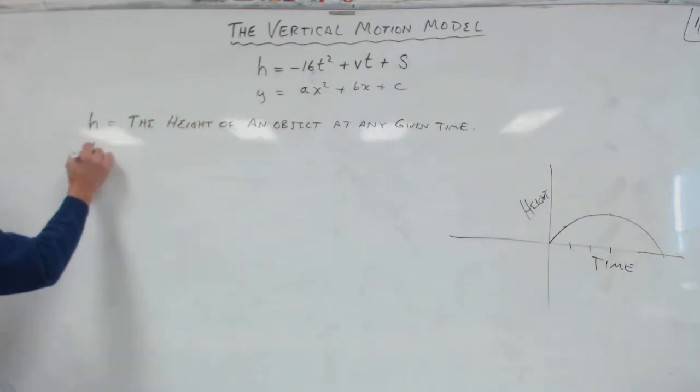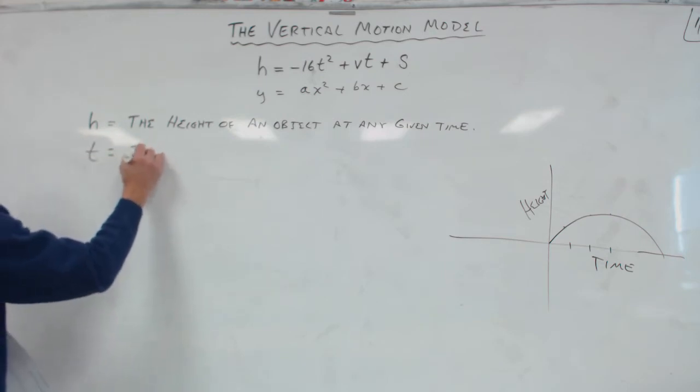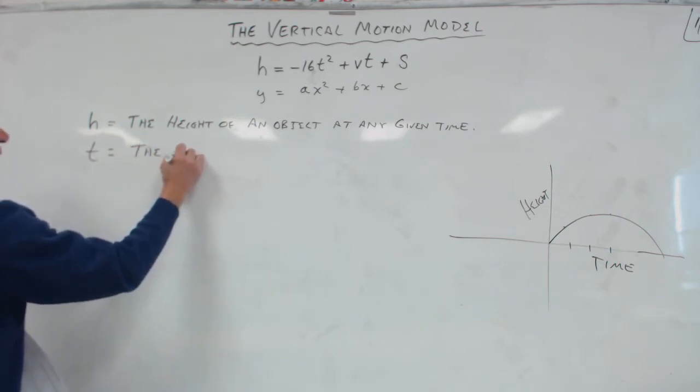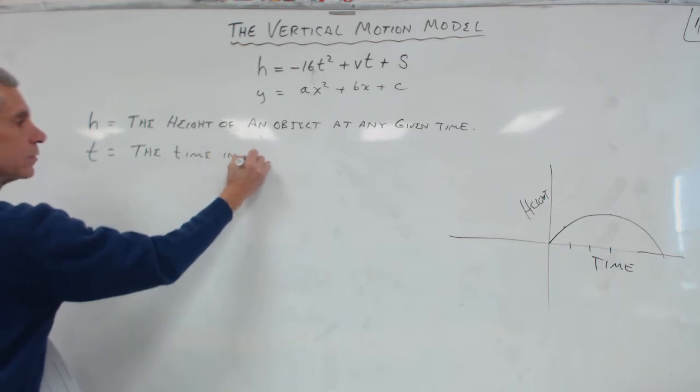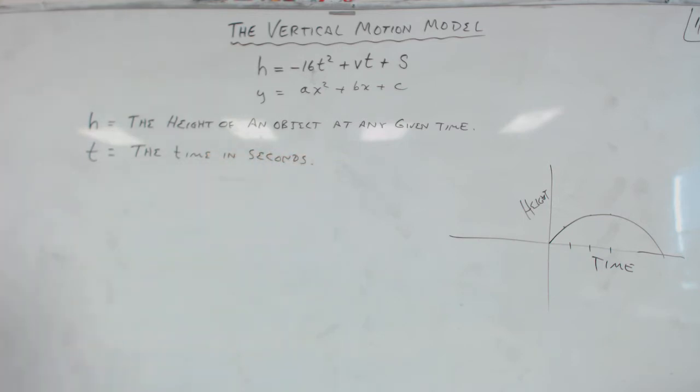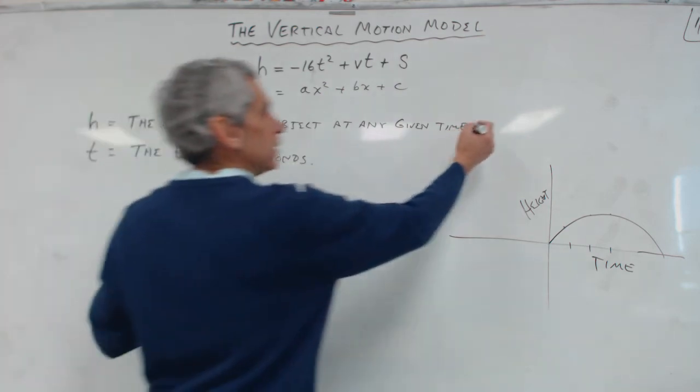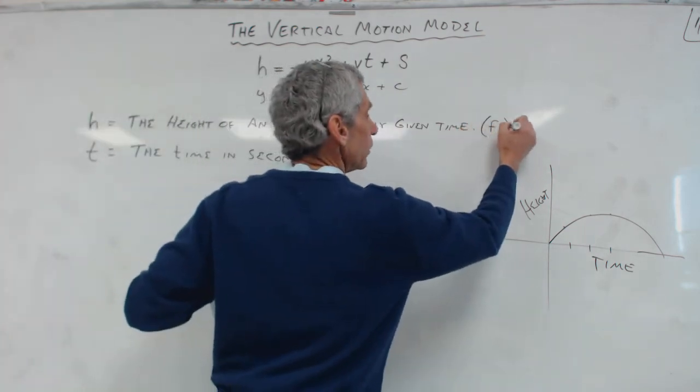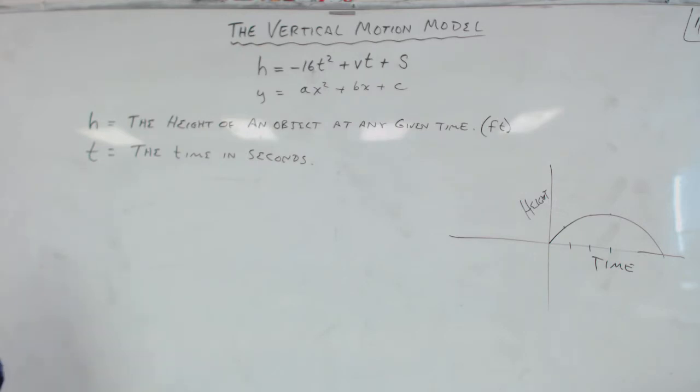All right, t is the time, the time in seconds. And the height, by the way, is in feet, with this particular formula. So it's feet per second that we're talking about. What else do we have?